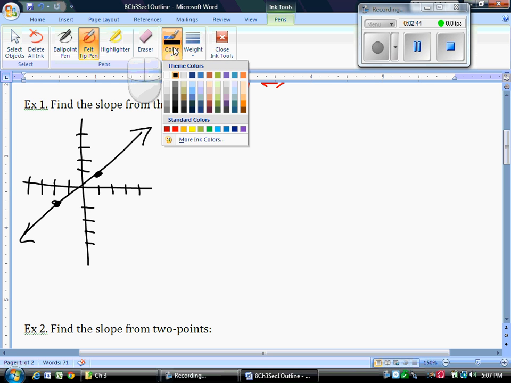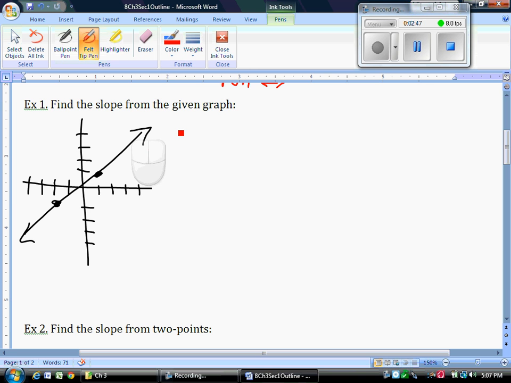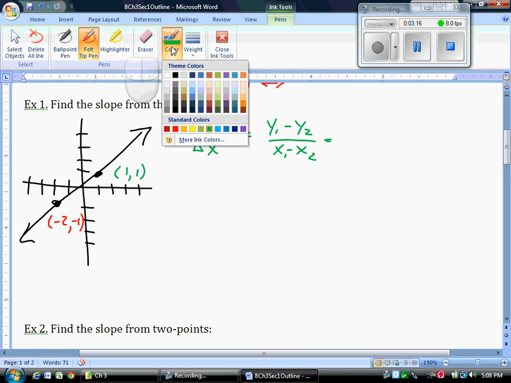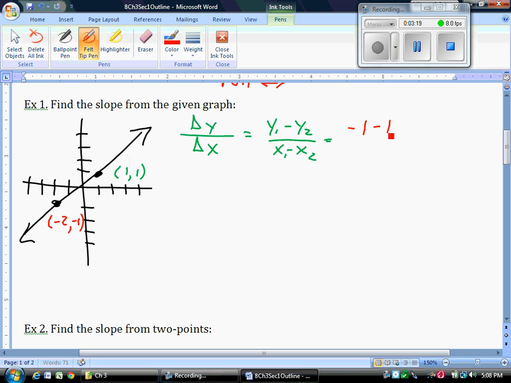If we take a look at our graph, we can see that this bottom point here is at the point -2, -1, and the top point is at 1, 1. So if I want to find the slope, we said the formula is delta y over delta x, which is the same as y minus y over x minus x. So let's pick my y values. My y values are -1, -1. I took the negative from this bottom point. I took the positive from this top point.